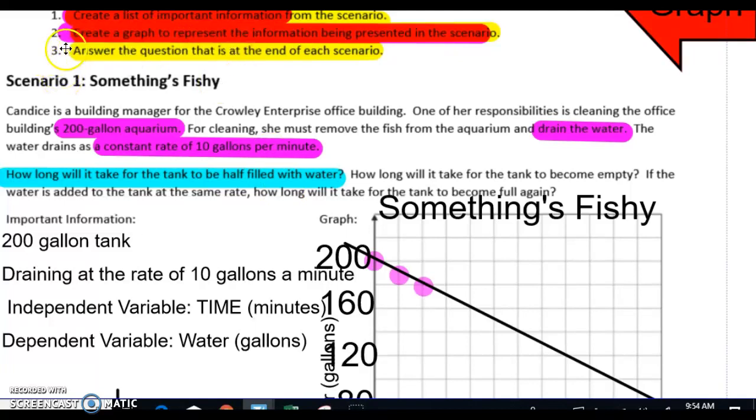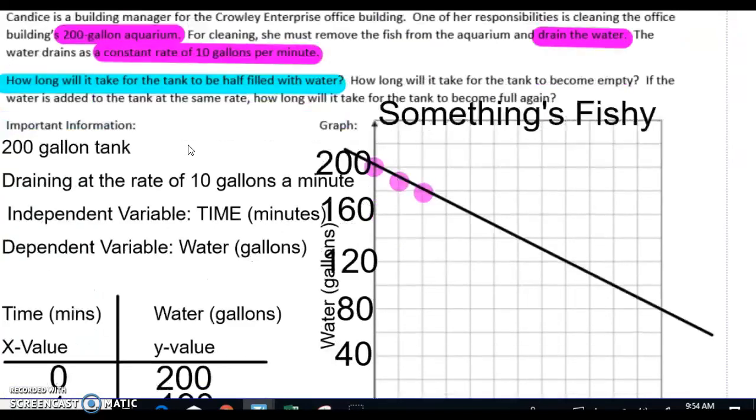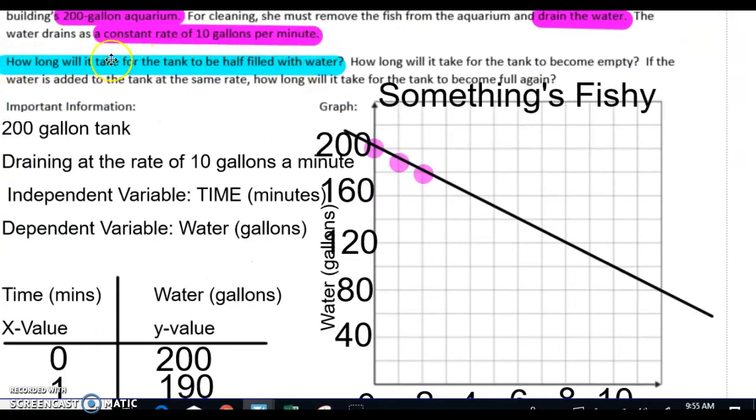So the third question says, answer the question that is at the end of the scenario. So how long will it take for the tank to be half full? That is the first question I need to answer. Now, I can do this one of two ways. If I trust my graphing skills, which I only put 3 points on here, so my graph might not be entirely accurate, I could look at the graph to determine that, or I could rely on my algebra, which is probably going to be a little bit stronger.